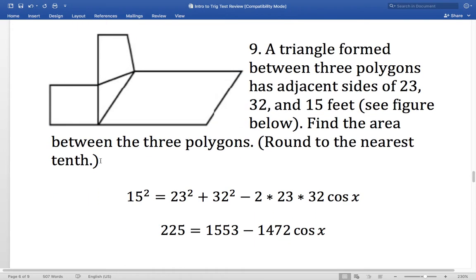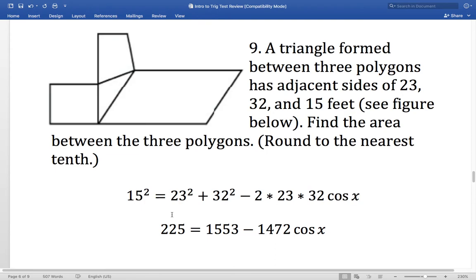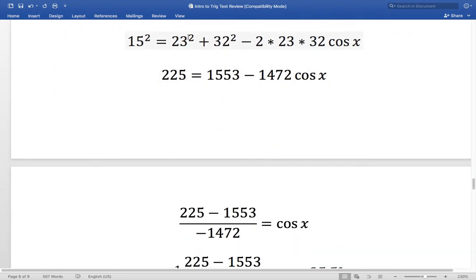So I just randomly decided to put 15 on the left side, and we're looking for cosine of x, we're looking for x. In this case, guys, if you get this wrong, it's because you don't do your PEMDAS backwards correctly. Initially multiply these 2 together, then subtract it all. So 23 squared plus 32 squared is 1,553. And then 2 times 23 times 32 is 1,472.